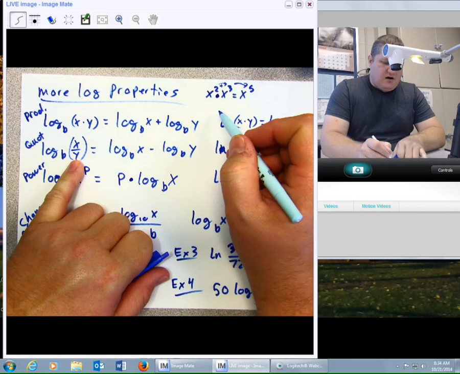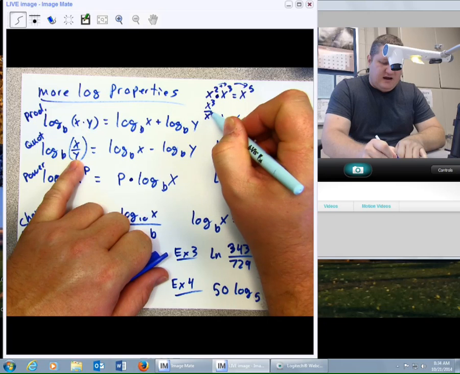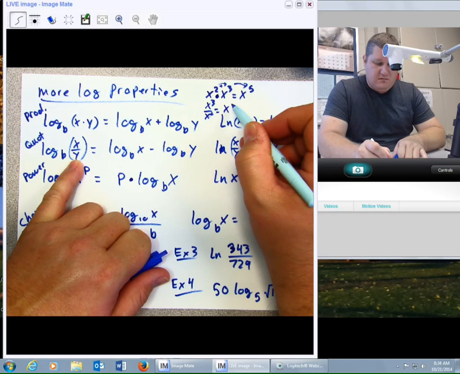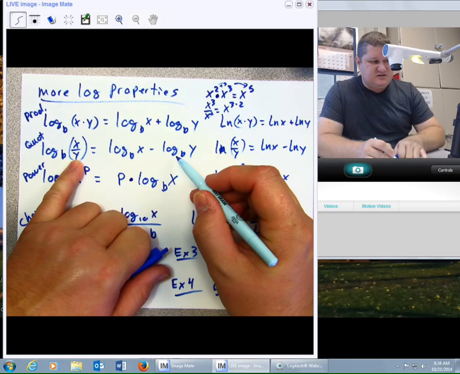Now, if we have division, x cubed divided by x squared, well, what do we do here? We take 3 minus 2. So we change something from division to minus. And the same thing works in log rules.